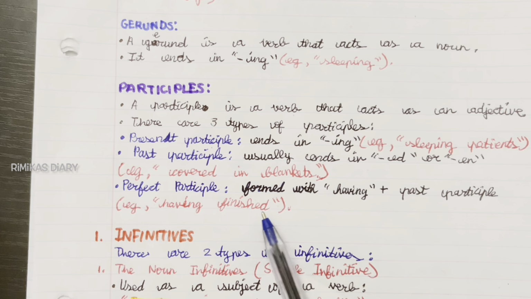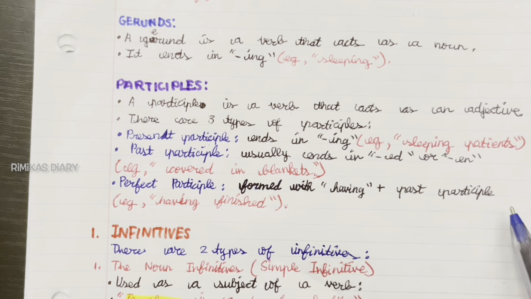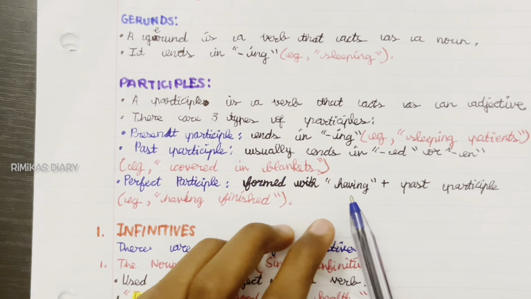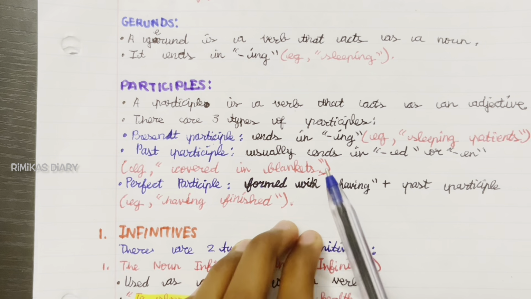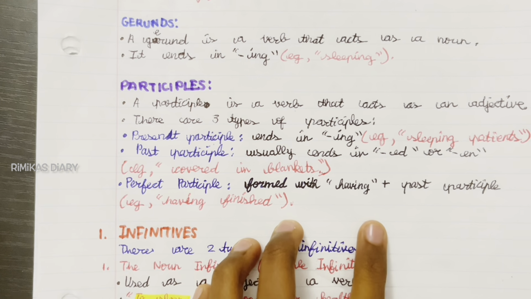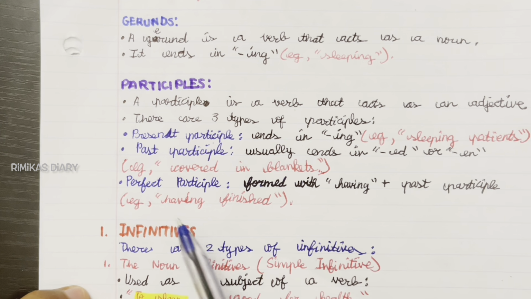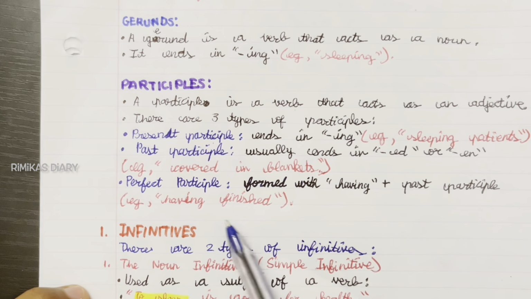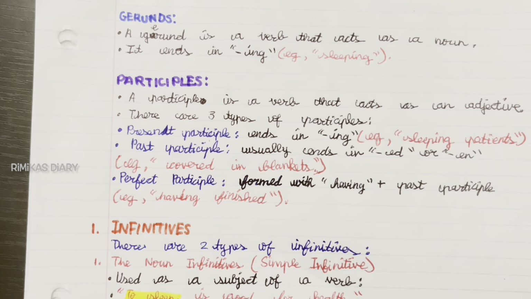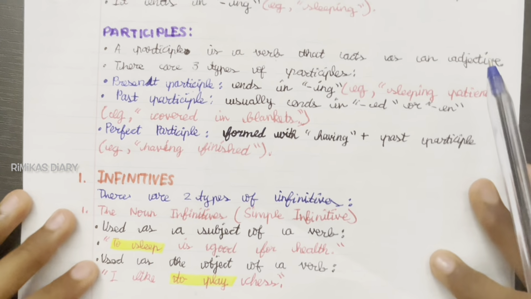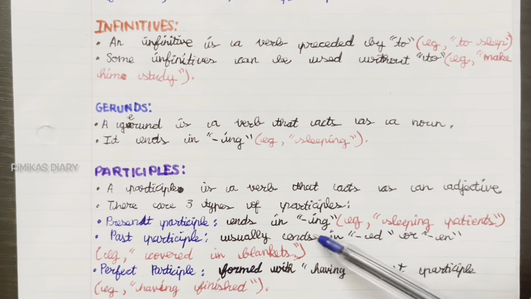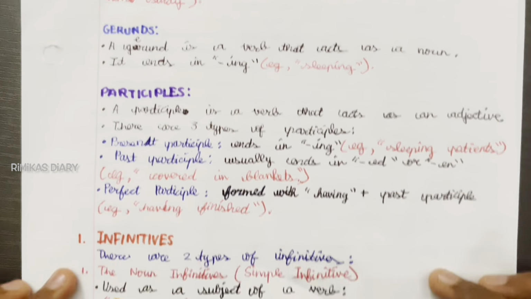Next, perfect participle. It is formed with having plus past participle. So you write having and then you add a past participle. Example, having finished. Here, we added having, and then finished is the past participle. So that's how perfect participle is formed. Now we're going to see each one of these three types in detail.